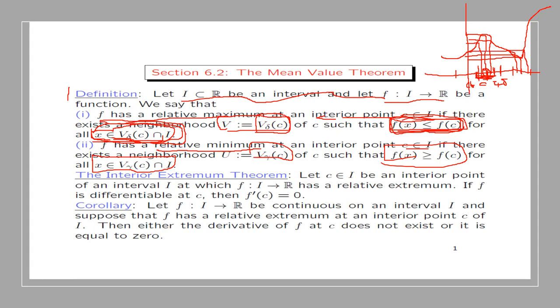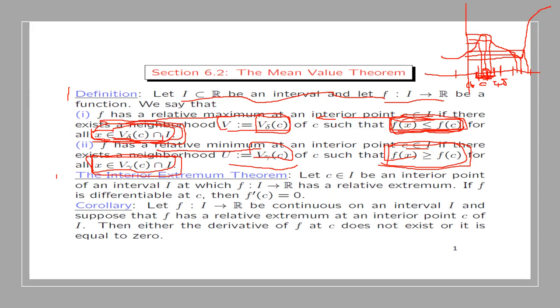So f of x is bigger than or equal to f of C for all x in the intersection of the neighborhood with I. So you'll get at least a neighborhood for which that is true. So if there exists a neighborhood for which that is true, then we say that f has a relative minimum at the point C.